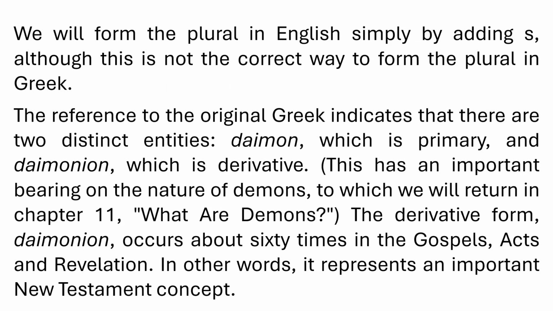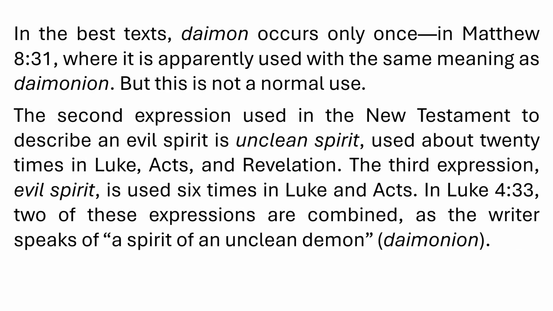We will form the plural in English simply by adding s, although this is not the correct way to form the plural in Greek. The reference to the original Greek indicates that there are two distinct entities, daimon, which is primary, and daimonion, which is derivative. This has an important bearing on the nature of demons, to which we will return in Chapter 11, What Are Demons? The derivative form, daimonion, occurs about 60 times in the Gospels, Acts and Revelation. In other words, it represents an important New Testament concept. In the best texts, daimon occurs only once, in Matthew 8:31, where it is apparently used with the same meaning as daimonion. But this is not a normal use.